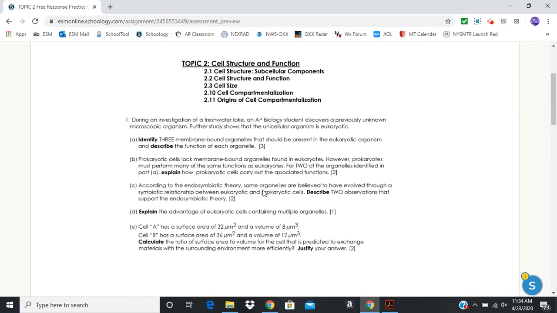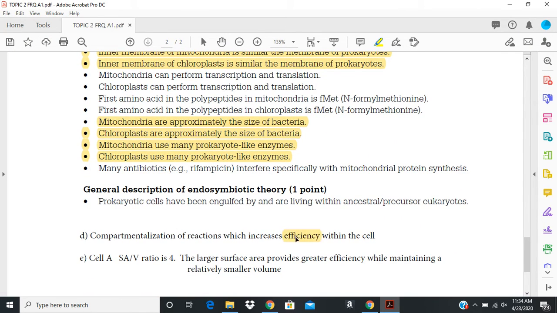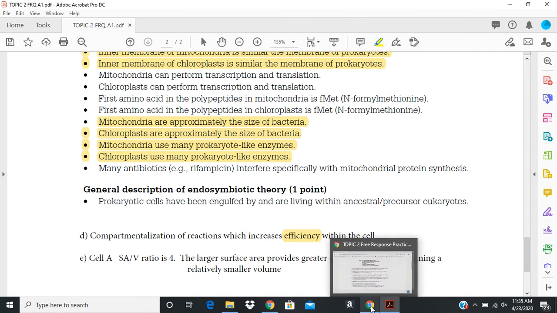Okay, the advantage of eukaryotic cells containing multiple organelles. Having multiple organelles means compartmentalization, okay? So that increases efficiency. That's a key thing, okay? By compartmentalizing and separating these reactions into different locations, now you can specialize the reactions and they become highly efficient, okay? So instead of being a jack of all trades, master of none, when you compartmentalize, now each unit within the cell becomes highly specialized, more efficient, and that leads to better productivity for the cell and increased chances for survival, okay?